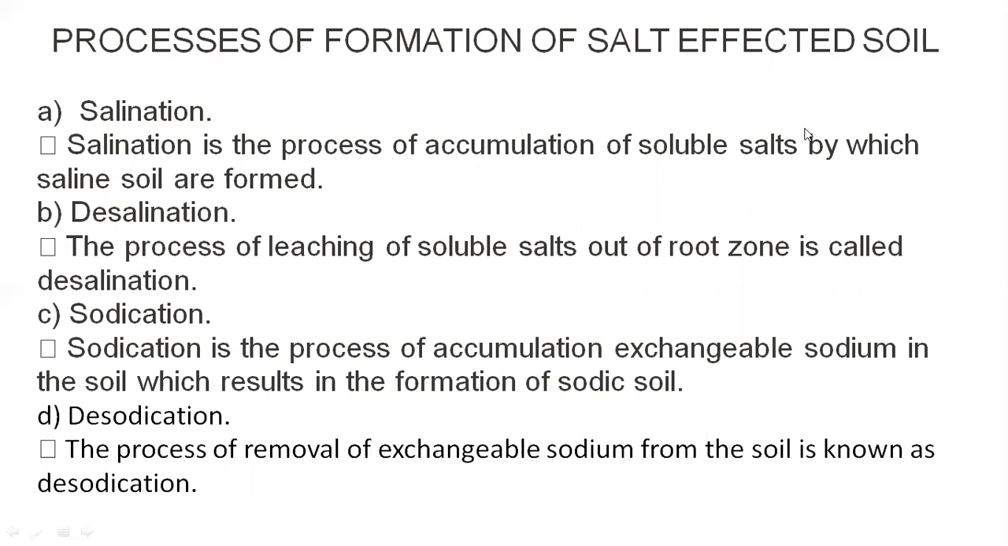Processes of formation of salt affected soil. Salinization is the process of accumulation of soluble salts by which saline soils are formed. Desalinization, what is desalinization? It is the process of leaching of soluble salts out of the root zone. Sodication is the process of accumulation of exchangeable sodium in the soil, which results in the formation of sodic soil.